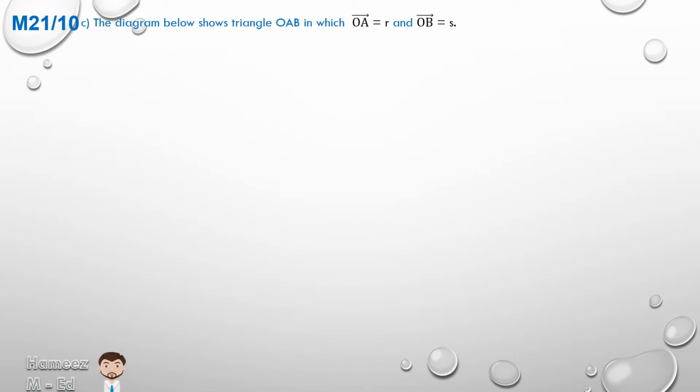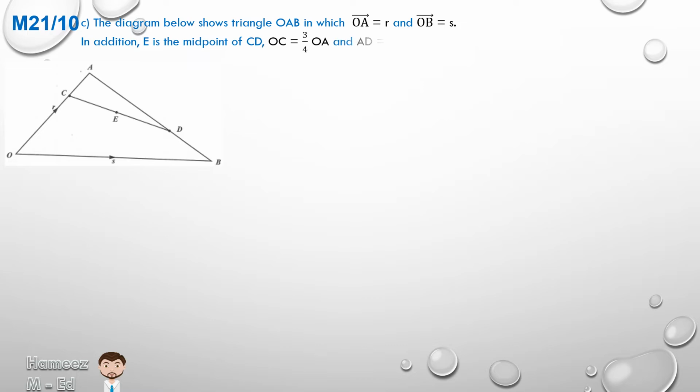May 2021, number 10. In part C, the diagram below shows triangle OAB in which the vector OA is represented by R, as you can see on the diagram, and OB, that vector is represented by S, that's the base. You see that on the diagram as well. In addition, E is the midpoint of CD, and OC is equal to 3/4 OA, which means for the entire length of OA, 3/4 of it will be from O to C, 3 parts out of 4, which means 1 part will be from C to A, or 1/4 of the entire length is CA.